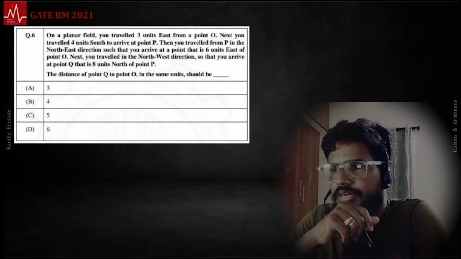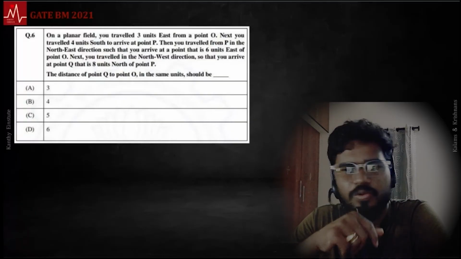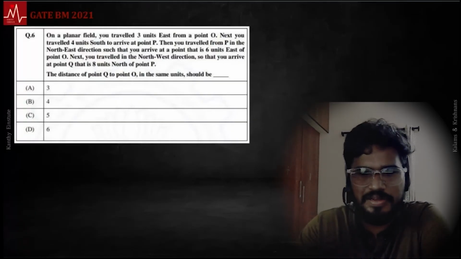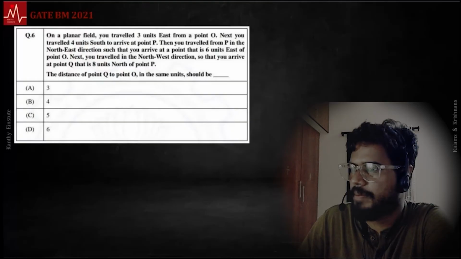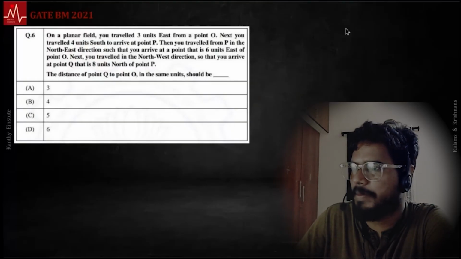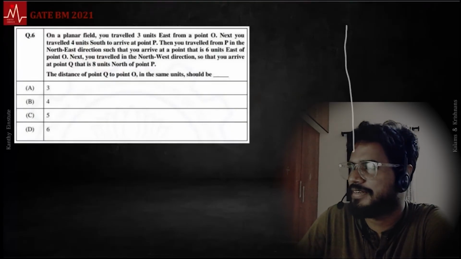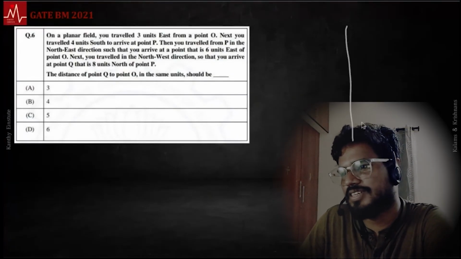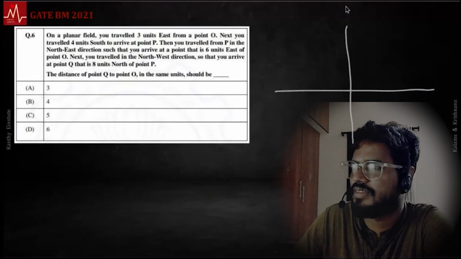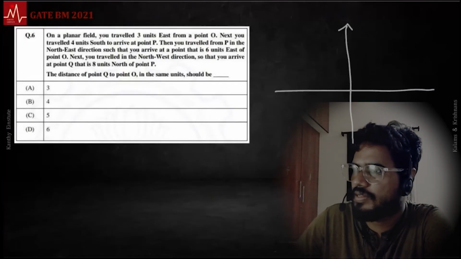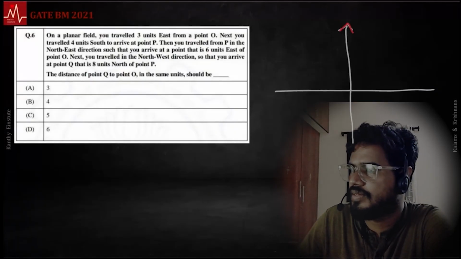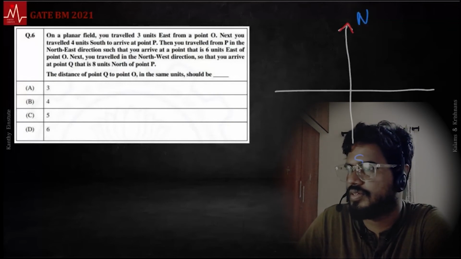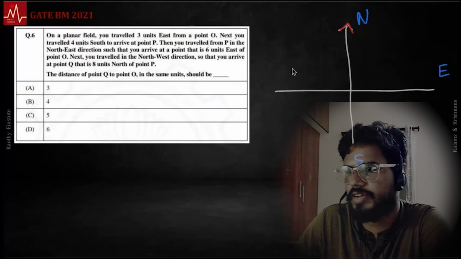On a planar field, you traveled 3 units, at a distance from point O. Putting things in a map. Let's draw a map. By that, we are going to draw north, south, east, west. This is north. So we have north, south, east, west. We have a map.